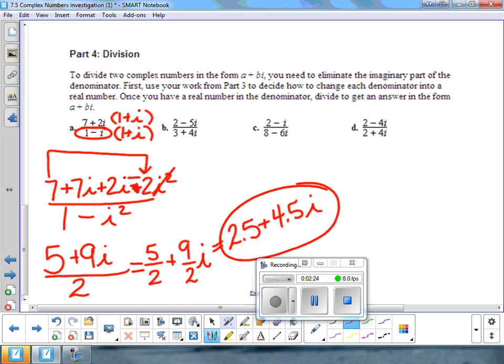So that's what we get with the division of complex numbers. Go ahead and try B, C, and D, and we'll take a look at them in class.